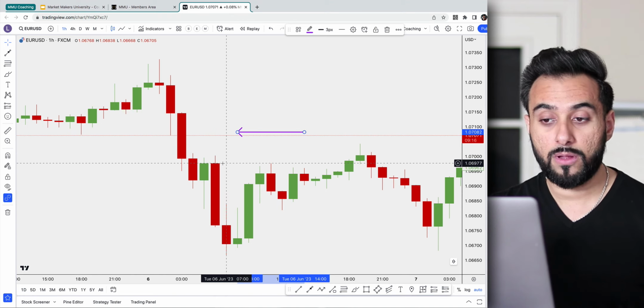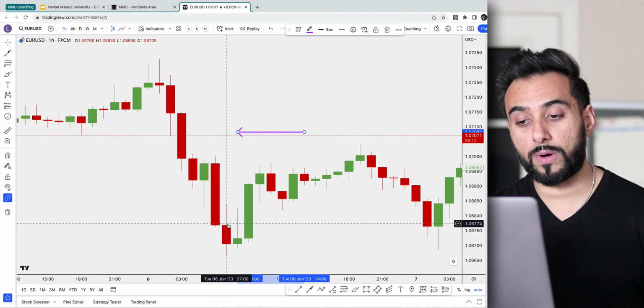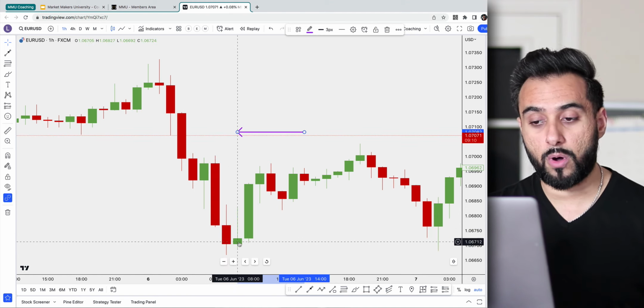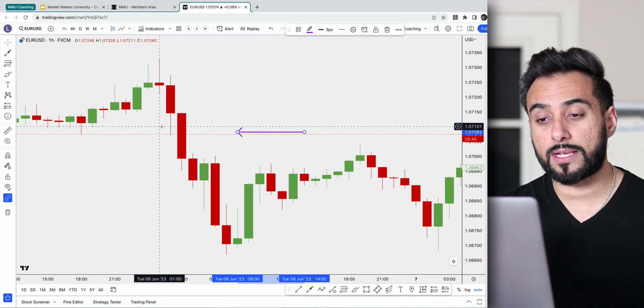So this is a red candle, and it ended way down here, which means the next candle would most likely start where the previous candle ended, and so on and so forth. Now, these wicks that you see here are extremely, extremely important.